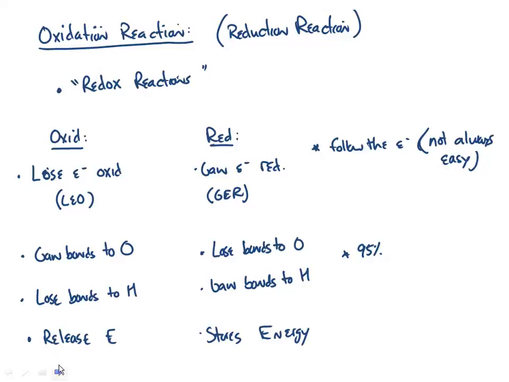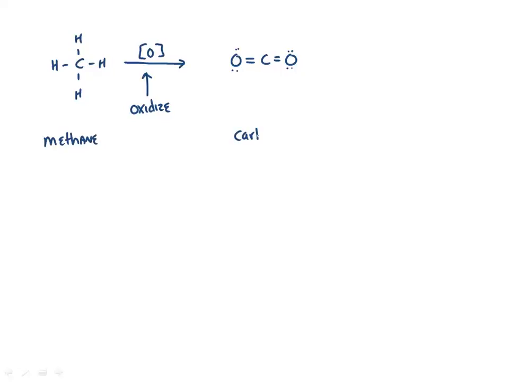And the way I really remember this is that I always remember this molecule, and then if I oxidize it, so notice that this little O means oxidize. And so what happens if I oxidize something? I lose bonds to hydrogen, I gain bonds to oxygen. So eventually what happens if I oxidize this all the way is I get carbon dioxide.